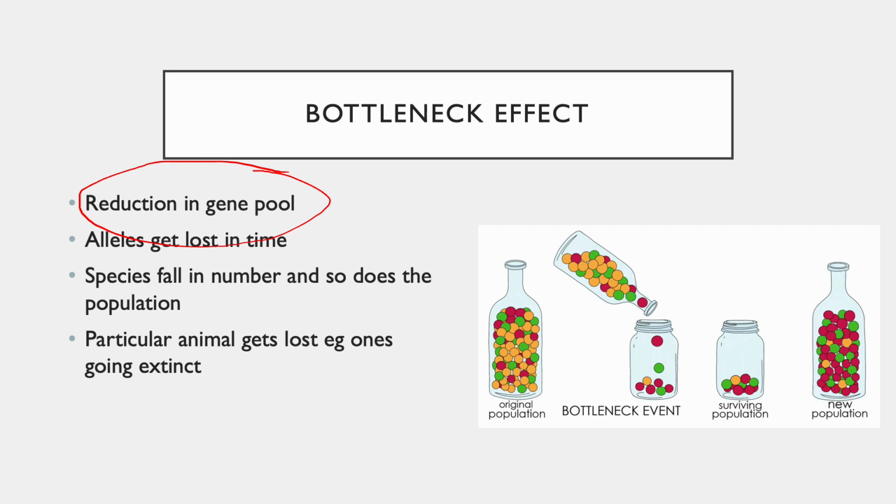So when we are talking about bottleneck effect, there is a reduction in gene pool, however it does not occur by chance, it is because of a selection pressure. Whereas in case of founder effect, it is by chance and there is no reduction of a particular set of genes in your gene pool, the gene pool remains constant.